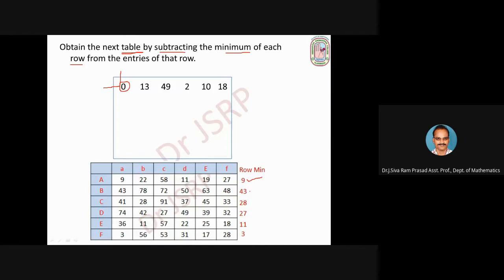Next, subtract 43 from second row. So 43 minus 43, 0. 78 minus 43, 35. 72 minus 43, 29. 50 minus 43, 7. 63 minus 43, 20. 48 minus 43, 5. So similarly for second job, this is possible assignment.